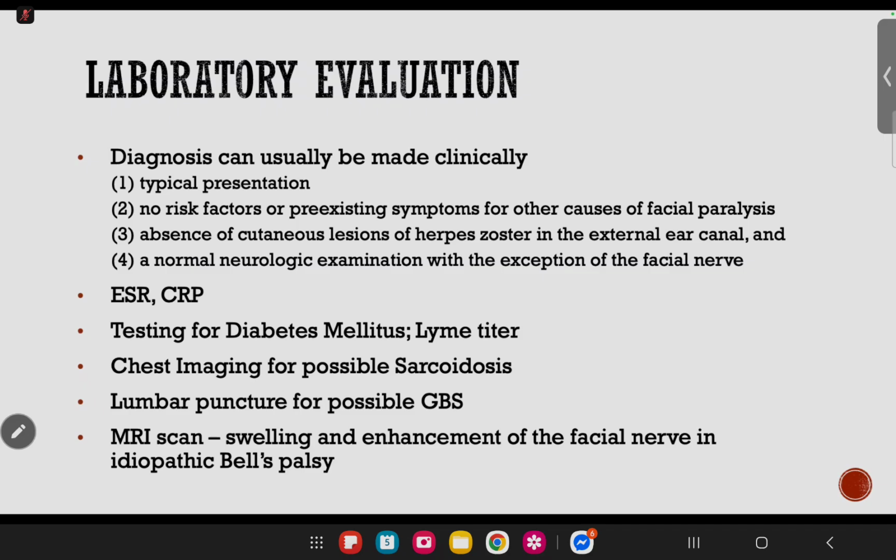MRI can also be done, which shows swelling and enhancement of the facial nerve in idiopathic Bell's palsy. So the diagnosis may be clinical. No need for laboratory or imaging if these are present.